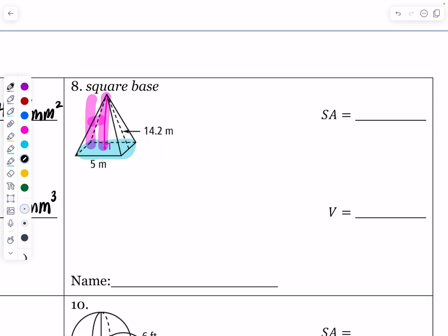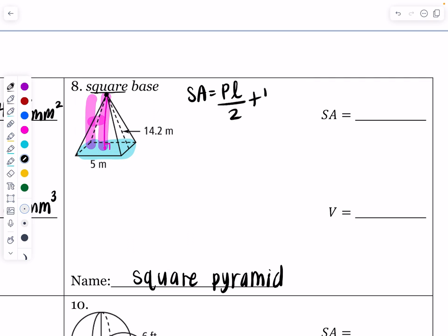All right, so now let's look at this shape. This is another pyramid. It comes to a point, and it's not a cone because it doesn't have a circular base, so it's got to be a pyramid. It does tell us, it makes a note since it doesn't have markings, that it's a square base, so that's going to give me a square pyramid. So we're going to go ahead and write surface area equals, that is going to be our perimeter times our slant height divided by 2 plus our base.